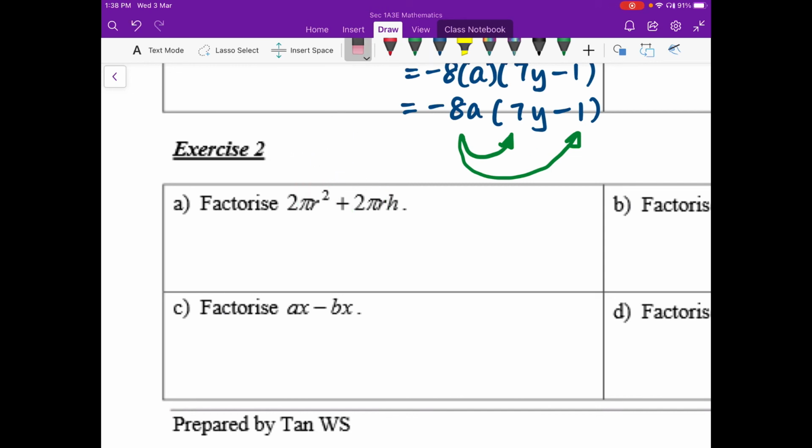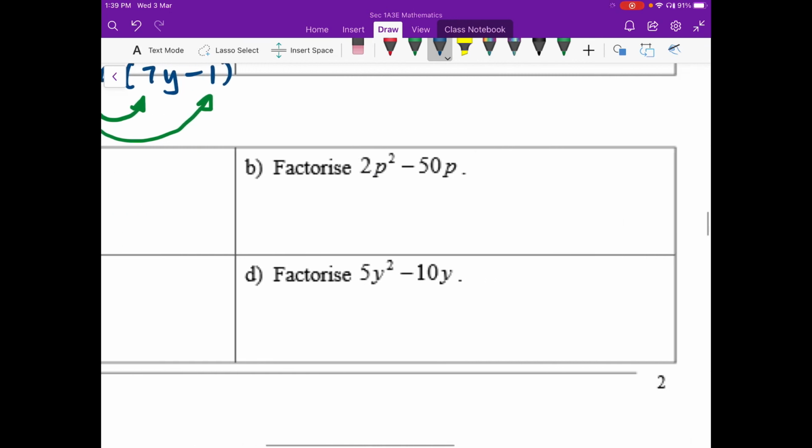Oh, yeah. Okay, now, factorize. Because of height. What are the common factors that you see? 2. What else? Pi and r. Okay, no more factors already. So what is left after you divide 2 pi r squared by 2 pi r? r. Okay, next, 2 pi rh. What is left after you divide by 2 pi r? h. Done. That's all.